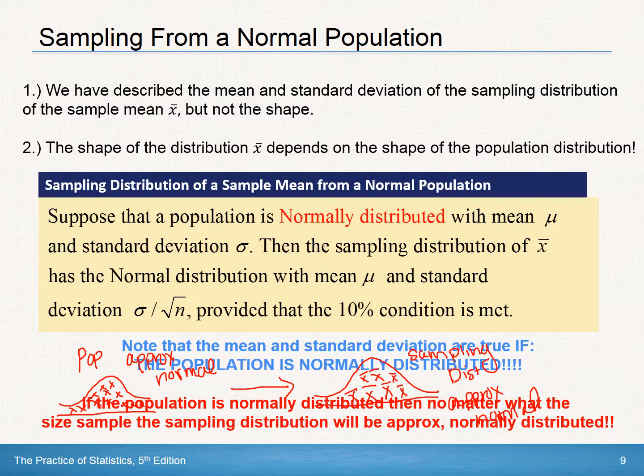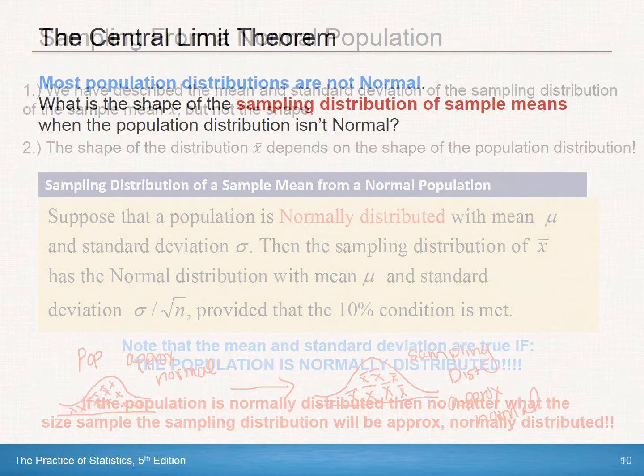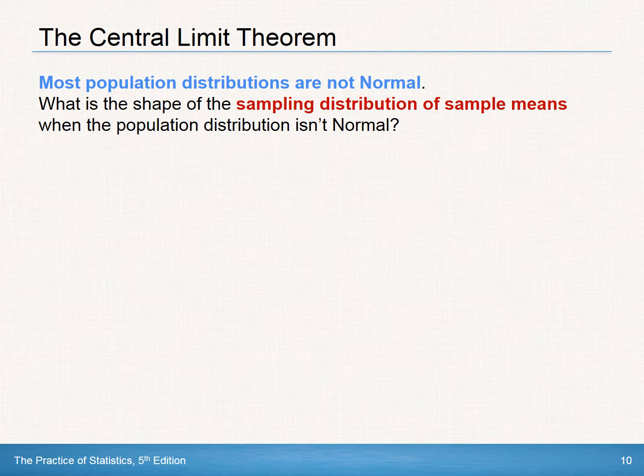Okay, so note that the mean and standard deviation are true if the population is normally distributed. So if the population is normally distributed, no matter what size sample, the sampling distribution will always be approximately normally distributed. But most population distributions are not going to be perfectly normal, so that's really not a real world situation.